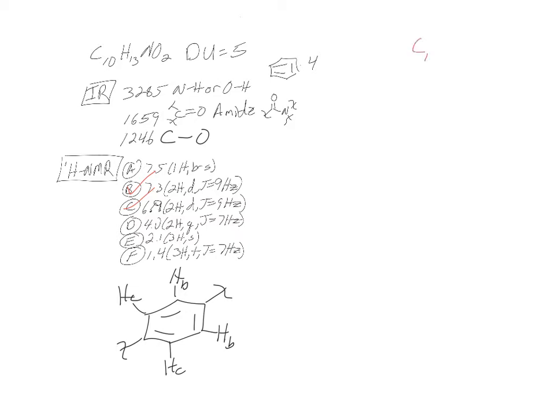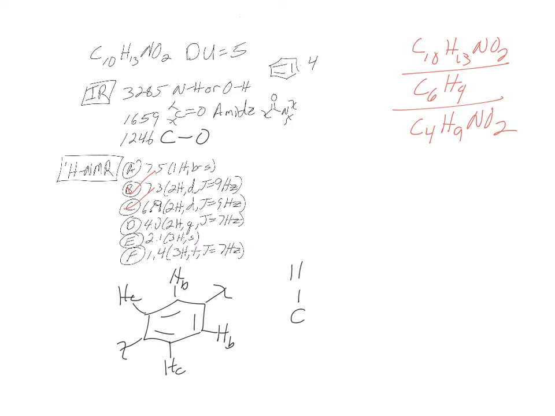So if I have C10H13NO2, I subtract out C6H4. So C4H9NO2. Good. So now the next thing I look for is things that are coupled to each other. Like B and C were coupled to each other, which makes sense. That means they have to be 3 bonds away. And it looks like D and F are also coupled to each other. We got that classic quartet, triplet, 2H, 3H. So that piece would be, I would guess, CH2, CH3.